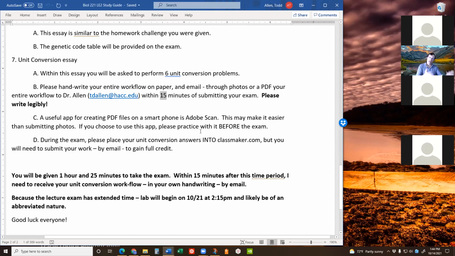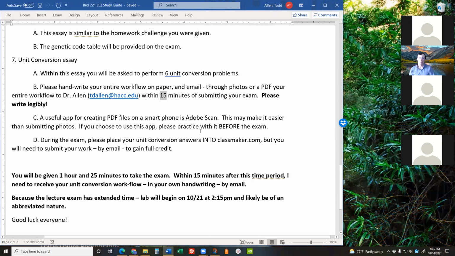When I go into class marker and I'm grading your exam, I'm going to be taking a look at your unit conversion answers, but then I'm going to be going back to your email and looking at your workflow and seeing if your workflow actually justifies the answer that you gave me. Okay, so I'm going to be making sure the answer is justified by the work.